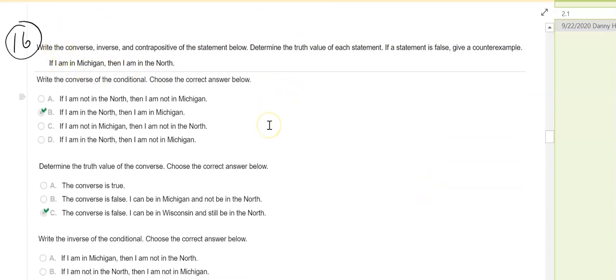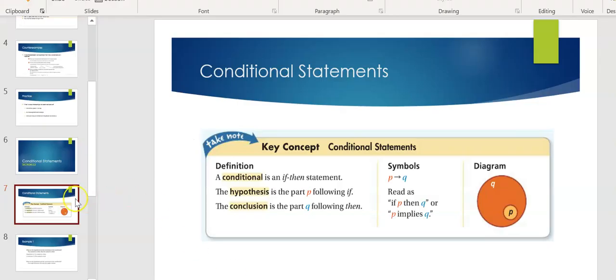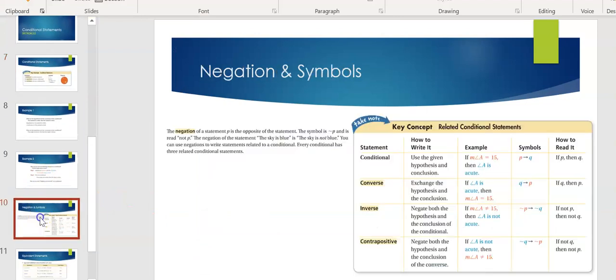So in 16 and 17, they're breaking these things into parts. So now we're looking at conditional statements. And so the conditional statement is what we talked about earlier. This is where we have our hypothesis and conclusion. So the converse, the inverse, and the contrapositive are all going to do something to this conditional statement.